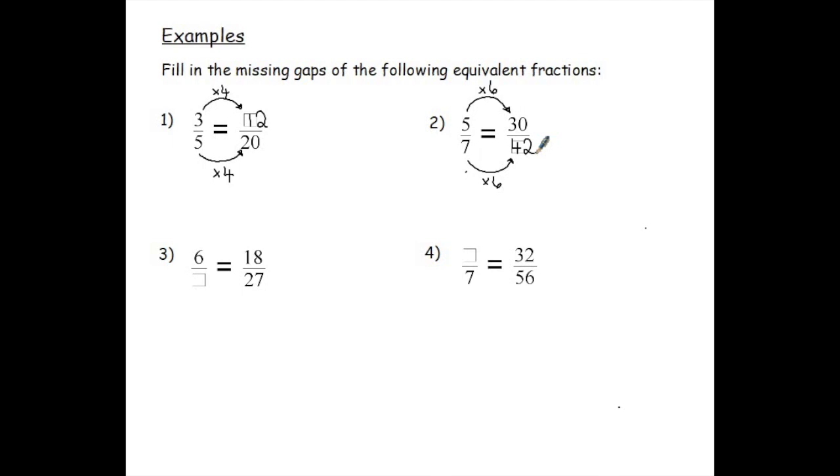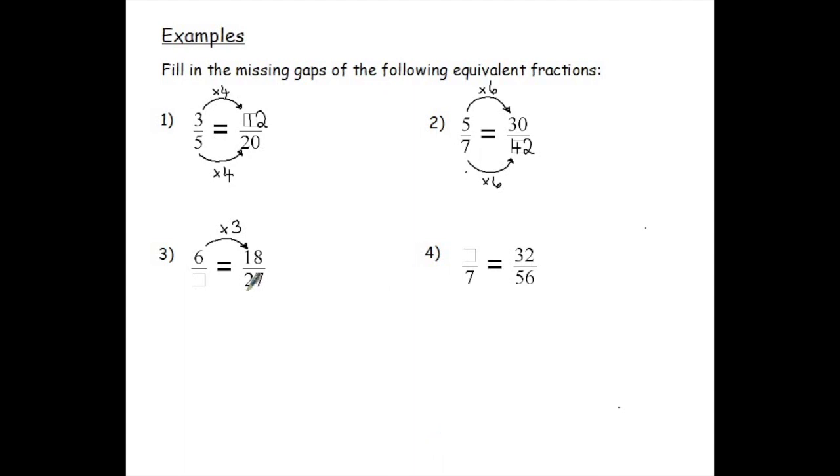Number 3 then, you can see you've got a missing gap in your first fraction here. So you've got 6 over something equals 18 over 27. So again, first of all, we've got both of our numerators here. Okay, so 6 times what has given us 18? So 6 times 3 has given us 18. And then you need to think on the bottom now, something times 3 is 27.